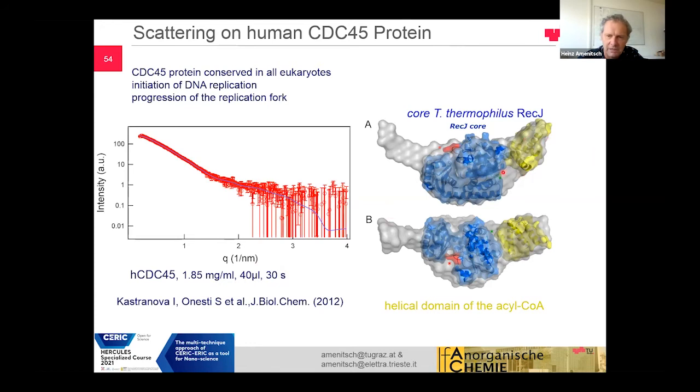What we did here is three-dimensional modeling, ab initio modeling, and then we added some known parts from similar proteins from other species. So we have the blue part that we can add and identify in the three-dimensional reconstruction, and also the yellow part from another protein crystallography structure.